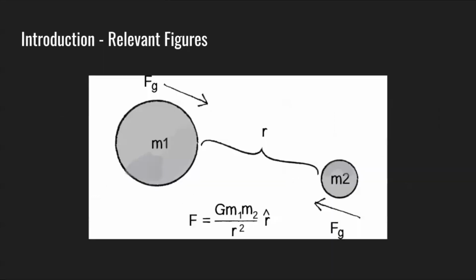This figure shows the force of gravity that mass 1 exerts on mass 2. The masses of these bodies are proportional to the magnitude of the force. On the other hand, the distance between both point masses, denoted as r, is inversely proportional, meaning that the smaller the distance between both bodies, the greater the magnitude of the gravitational force.